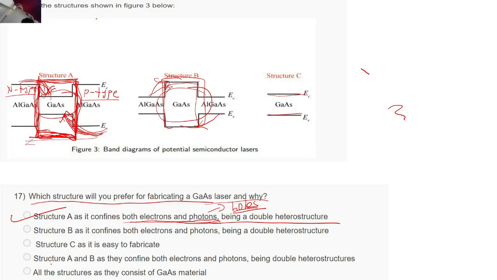And let's look at the second last option, structure A and B, as they confine both electrons and photons. So this is not the correct answer, because structure B is exactly the opposite of what we are trying to create, right? So the only option A is the correct option over here, right?